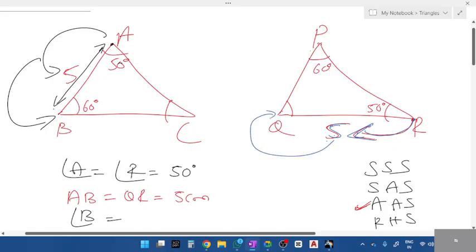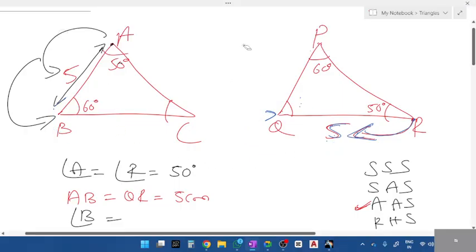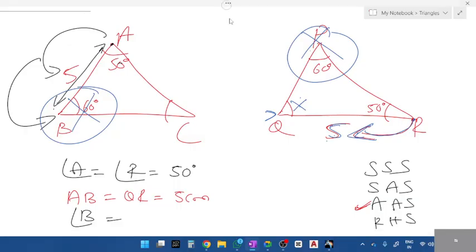Here, after 5, immediately what should we have? We should have had 60 degrees here. But do we have 60 degrees here? No, right? We don't have 60. Will they be congruent? No, they won't be congruent. You shouldn't compare angle B and angle P like that. You should compare in order. Angle A was correct, so we chose angle R. We started with angle A and R. Right? They are not congruent.